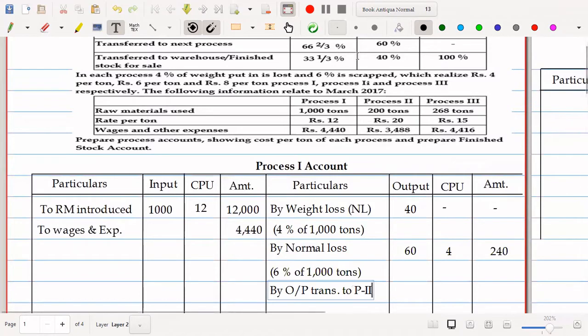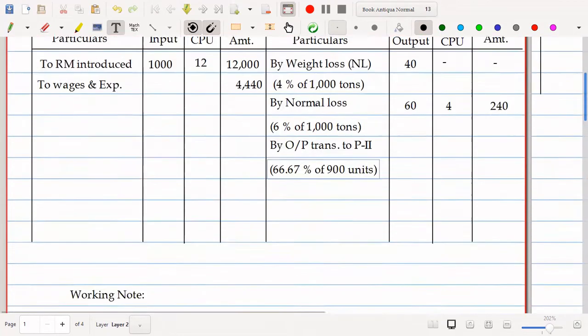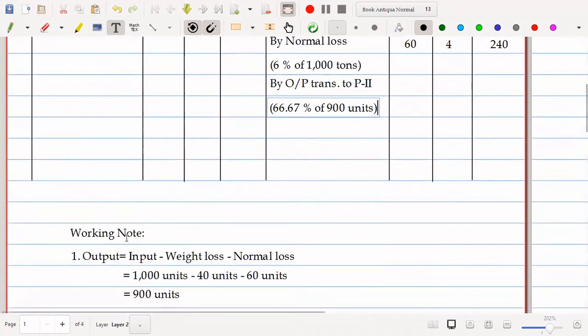What's given here? Transferred to next process, that is 66 2/3%, or 66.67% of output. So output means 900. It comes to 900 units. So how did this 900 come? I'll show you here in the working note.